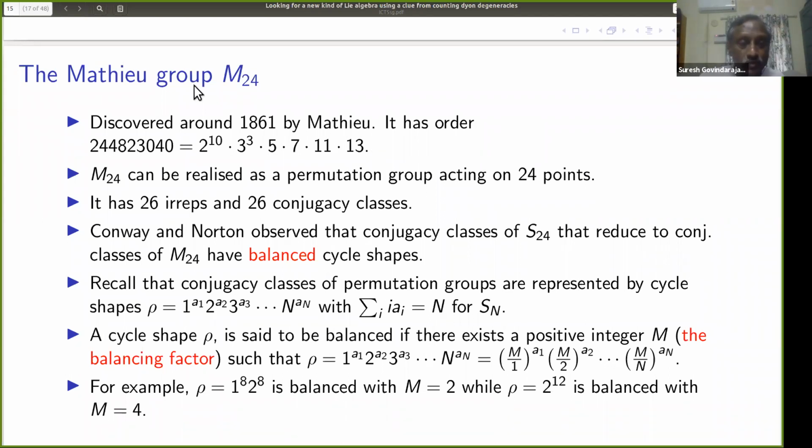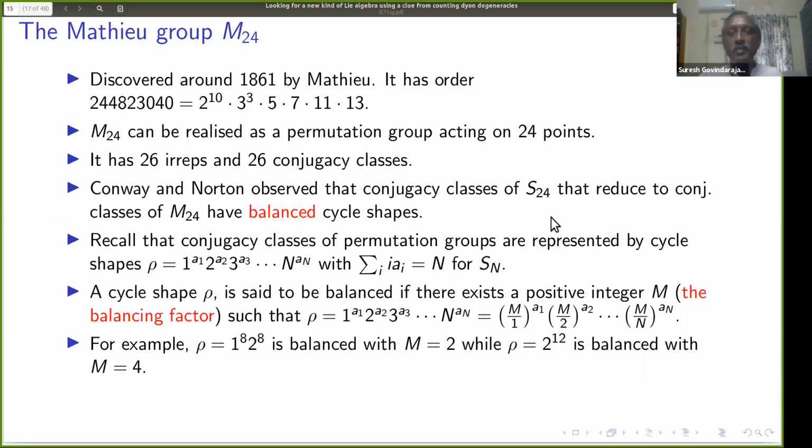M12. Okay, so we found a few more of those. But the key point here is this 24 has some meaning here. M24 can be related to the permutation group acting on 24 objects, so M24 is a subgroup of S24. And it has 26 irreps and 26 conjugacy classes.